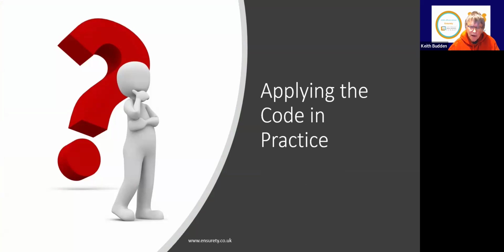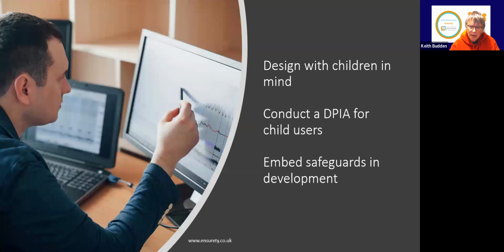So how do you apply the children's code in practice then? Think about how children will interact with your service. Use design to protect them, not just to inform them. And DPIA should include a child-focused risk analysis. So you design the product with children in mind and then conduct a DPIA, but for the children using it, not for adults using it, but for the children using it.